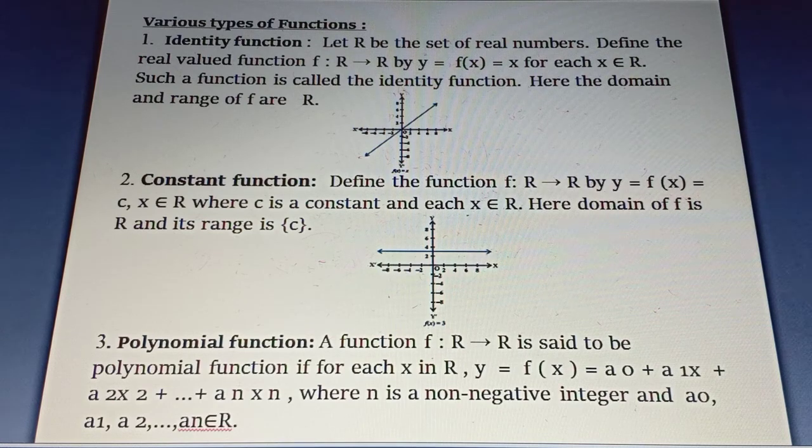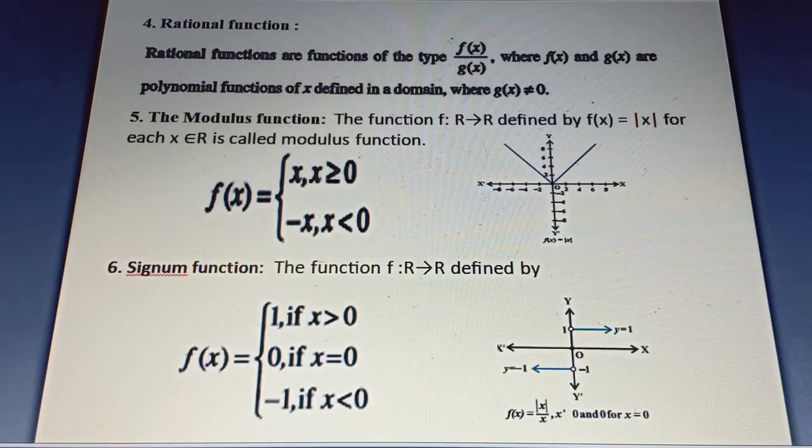Next is the polynomial function. As you know, the polynomial function includes the quadratic function, cubic function, like this. Rational function: a rational function is f(x) by g(x), the quotient of two functions. The modulus function is f(x) is mod x. The f(x) is mod x having two values. One is x when x is greater than or equal to 0, and the other is minus x when x is less than 0. And this is the diagram of the modulus function.